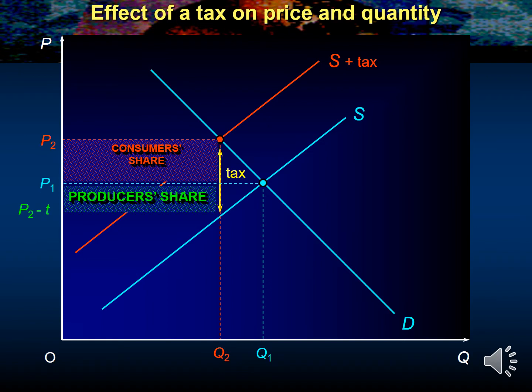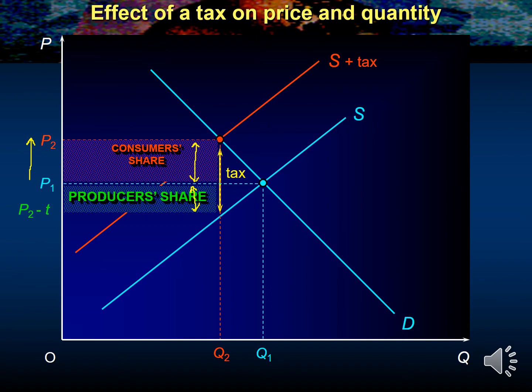Now, if you're the consumer, that's what you would notice. You would see the price going up from P1 to P2. So your share of the tax would be associated with this rise in price. Now the rest of the value of the tax must be coming from the producer.